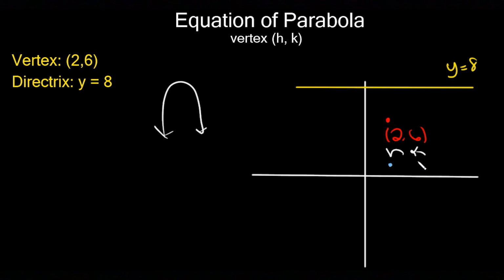Well, if you look at your vertex here, the distance going from your vertex to your directrix is going to be a distance of 2. Again, 6 to 8 is a distance of 2. Meaning I'm also going to have a distance of 2 here going from my vertex to my focus. So this point right here is going to be my focus, and it's going to be 2, 4.